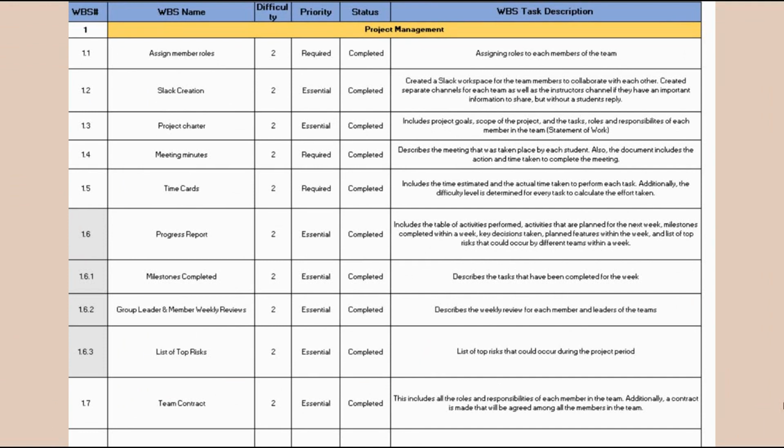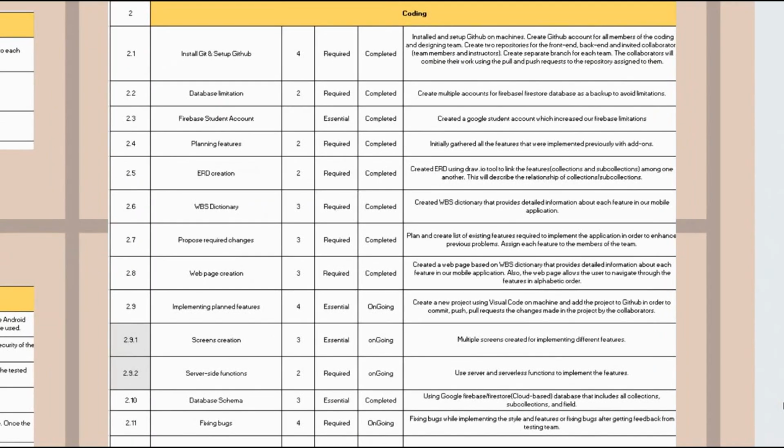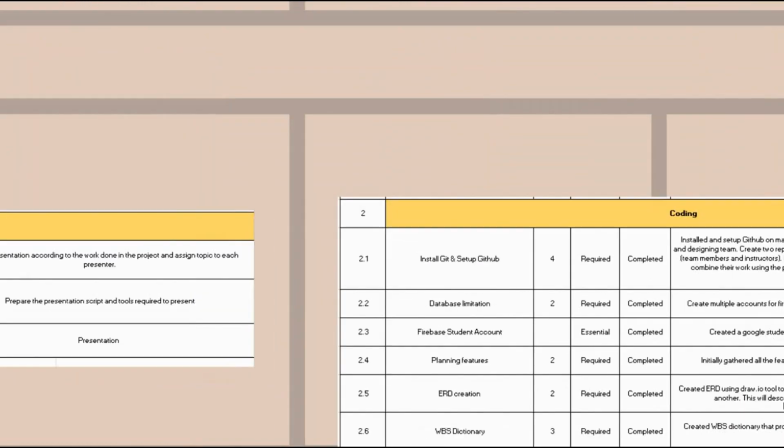After we plan, we start coding. In the coding phase, we list everything that is related to the developer team that takes an action, such as screens creation. Screens creation is basically describing the multiple screens created in our application to implement different features. Once these features are implemented, it's time to design the implemented features.